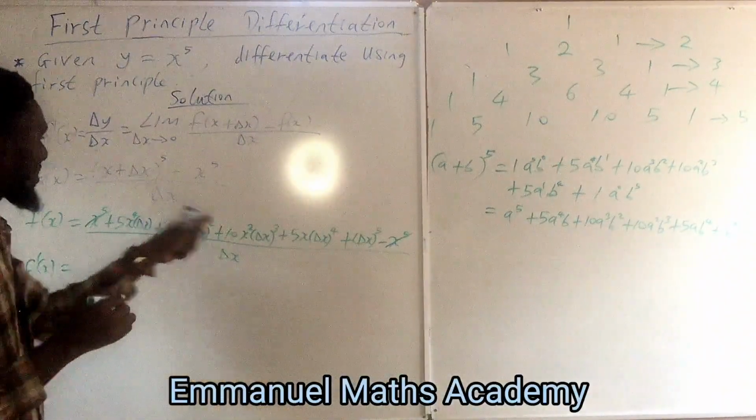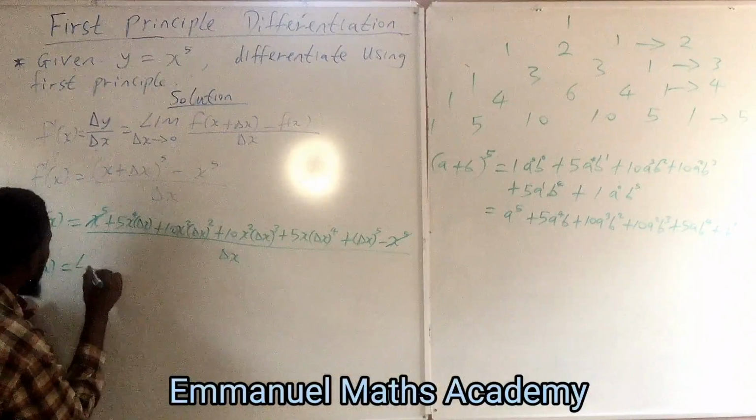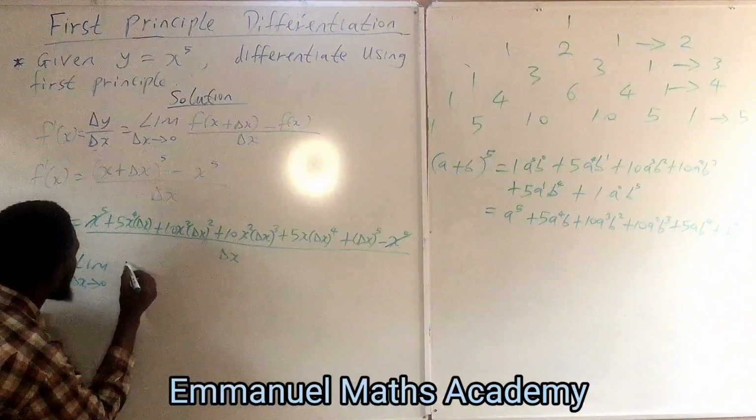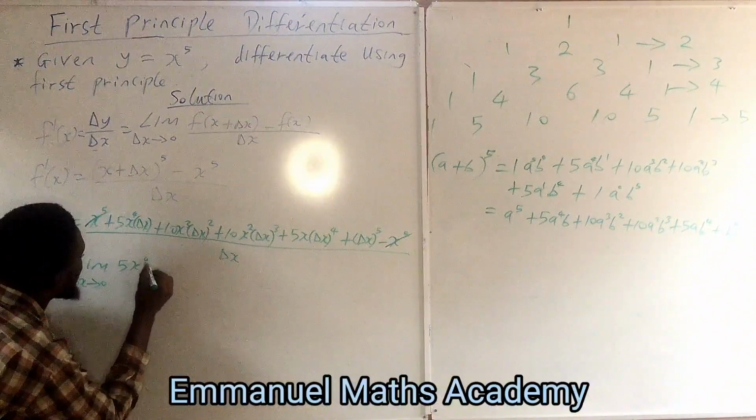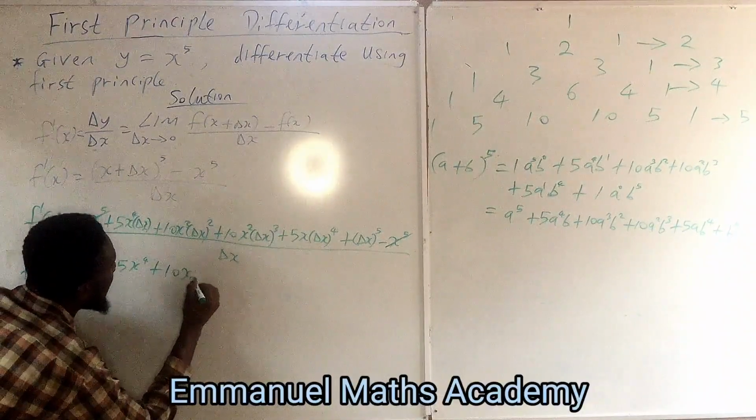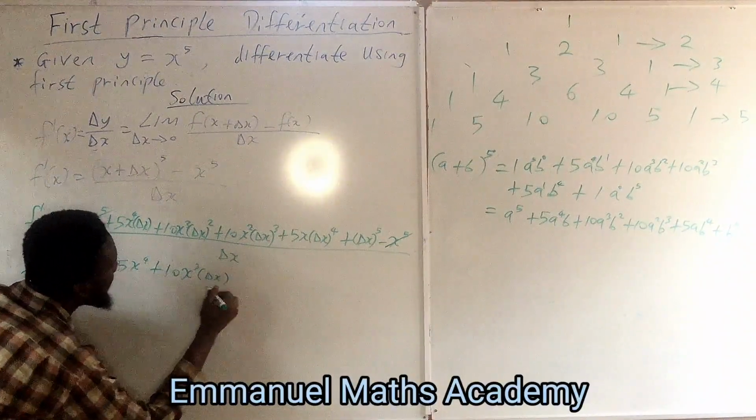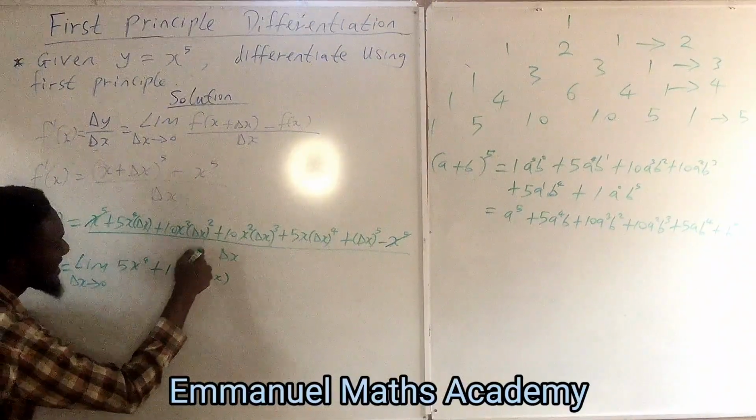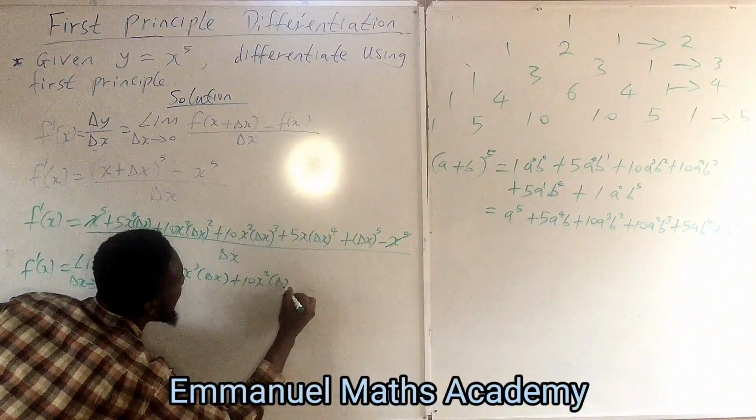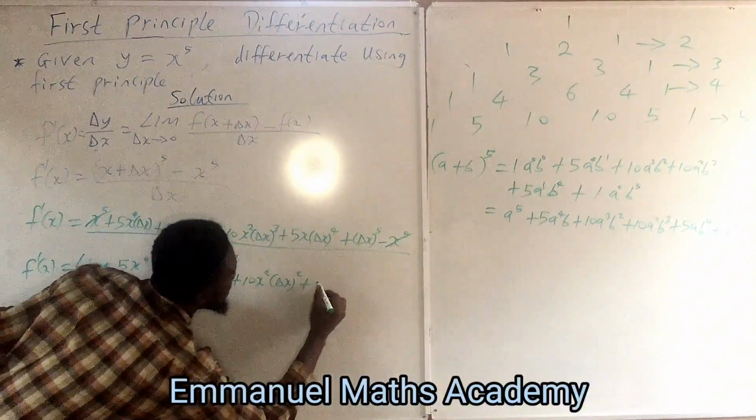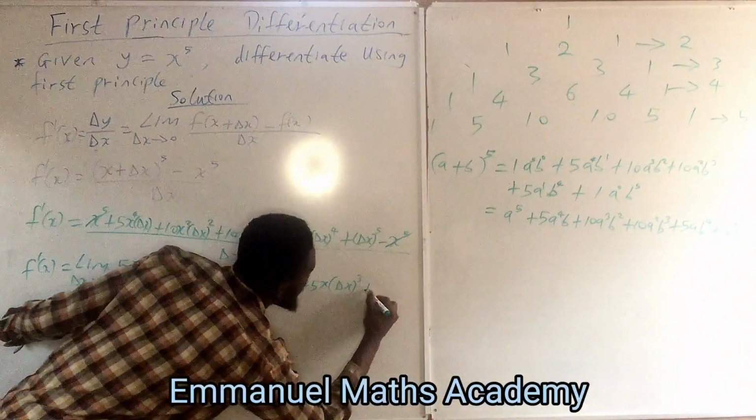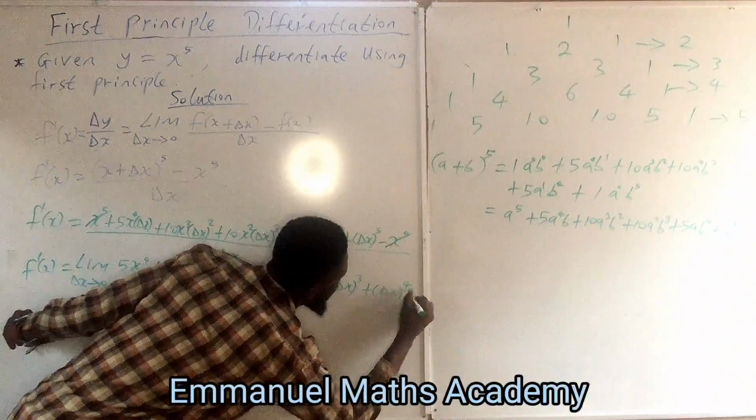Then at this point, let's introduce our limit. Limit as delta x tends to 0. You have 5x power 4 plus, because it will cancel out, 10x power 3 dx. We have 1 dx remaining. Plus 10x power 2 dx raised to power 2 plus 5x dx raised to power 3 plus dx raised to power 4.